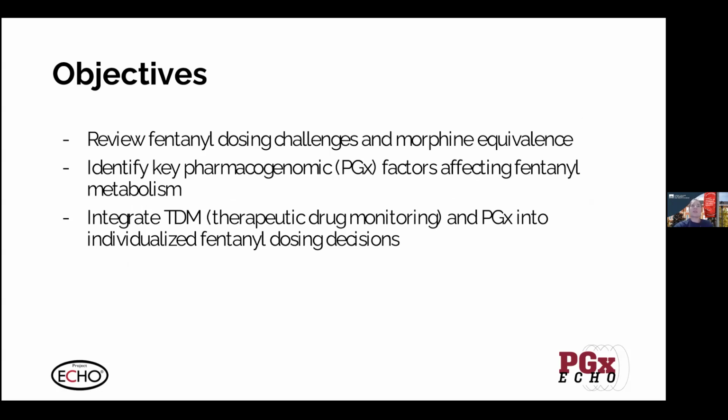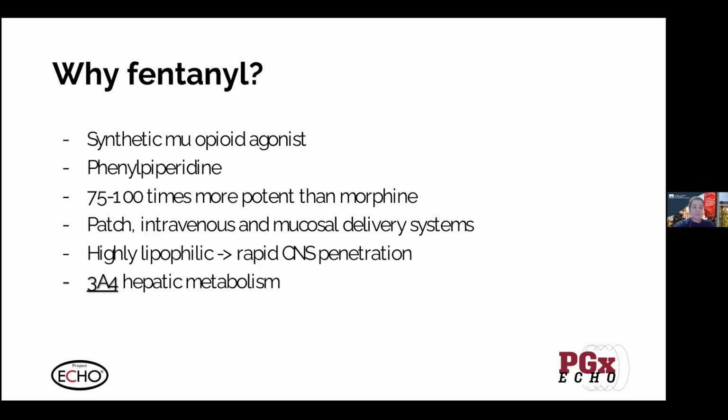Okay, so my objectives. We'll talk about the dosing challenges, particularly with fentanyl and morphine equivalents. How to calculate morphine equivalents and what some of the pitfalls are if you're either coming from fentanyl to an oral opioid or from an oral opioid to a fentanyl dosage form. And we'll talk a little bit about the pharmacogenomic importance of fentanyl, and then how therapeutic drug monitoring, or TDM, can be used for an individualized patient.